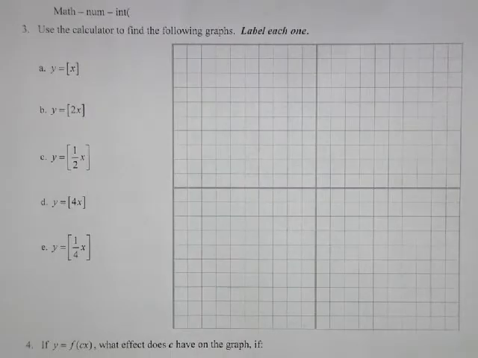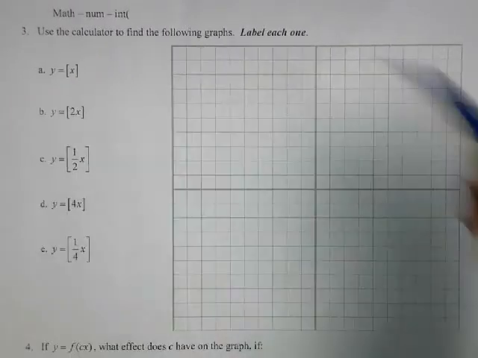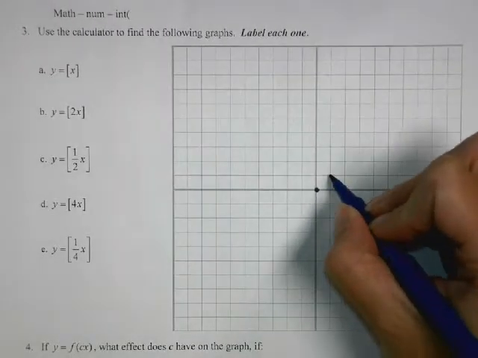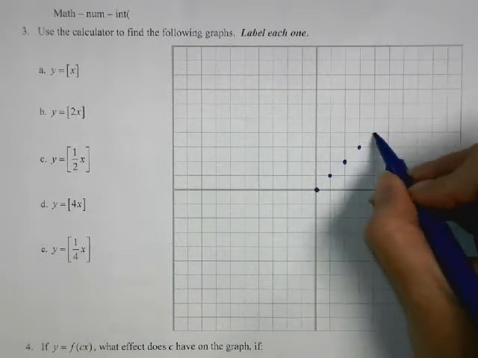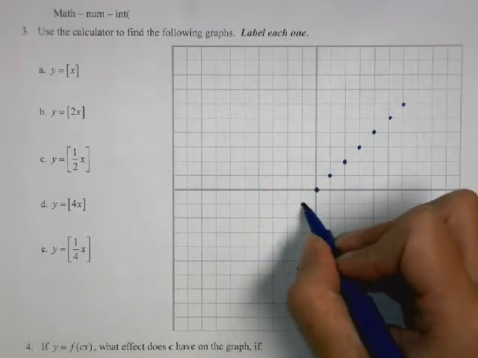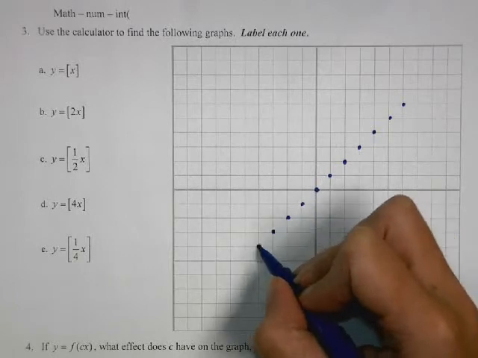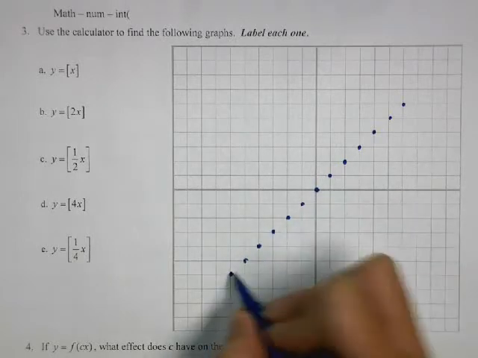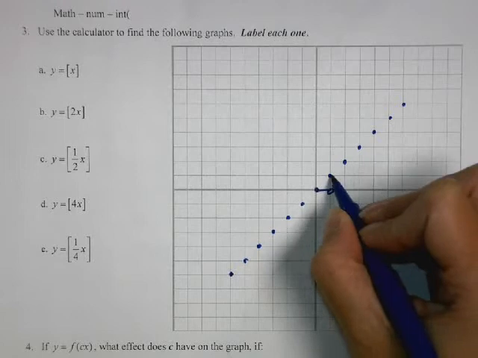Okay, so our next parent function is going to be the step function. So I'm going to start by graphing the integers, as many as you feel like graphing. That's fine. And then we go to a closed dot to an open dot.